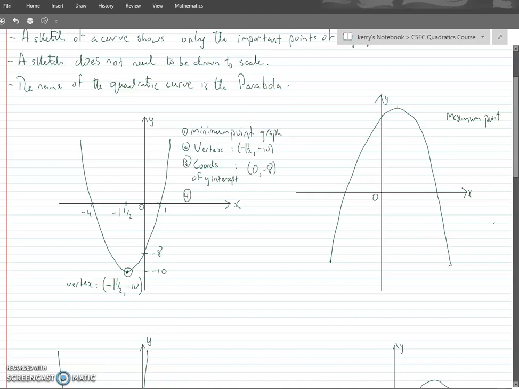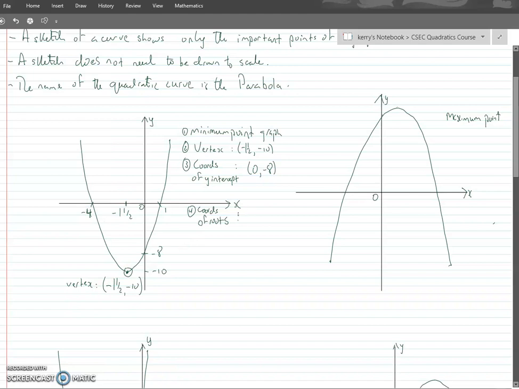And the last one now is what we call the roots. So we want the coordinates of the roots. Now, the roots are where the graph cuts the x-axis. So let me say that again for those who want to copy it down. The roots are where the graph cuts the x-axis. So that's the horizontal axis. So it cuts the graph at -4 and 1. So the roots are -4 and 1.